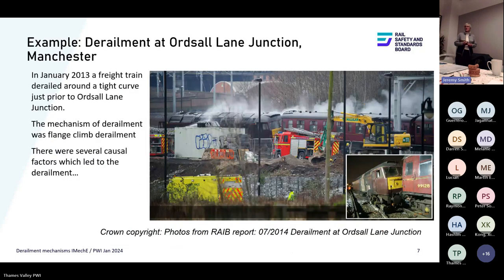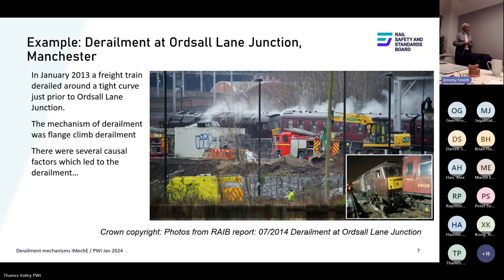So here's an example, and some of you will be familiar with this. It's the derailment at Ordsall Lane Junction in Manchester. Back in 2013, I think the report is 2014, as it says at the bottom there. In January 2013, a freight train derailed on a tight curve just prior to Ordsall Lane Junction. It's a very impressive photo because after the flange climb derailment, it burst into flames. So the picture looks very impressive because of the fire, not particularly because it was a flange climb derailment.